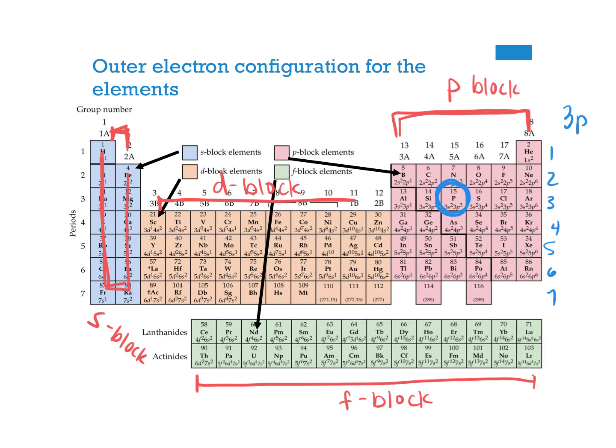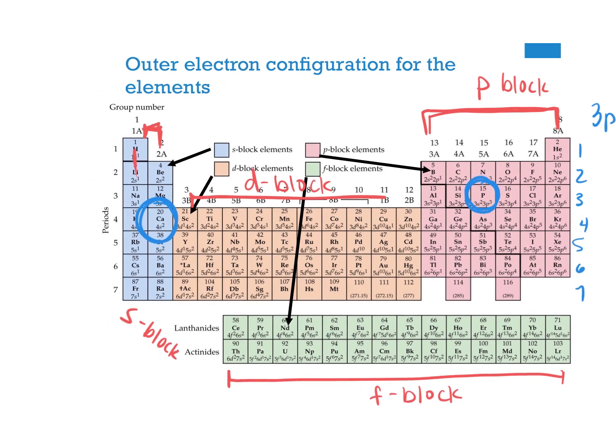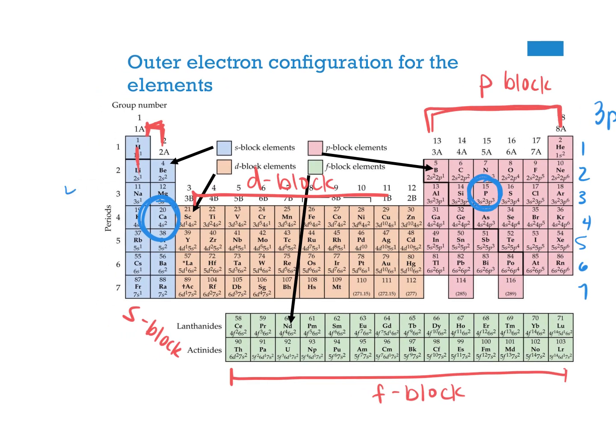What if I wanted to find out calcium? Where would calcium's last electron be located? In what orbital? 4s, right? It would be in a 4s orbital. Calcium's last electron would be in a 4s orbital. So it always starts with the S block, and then we build on S, P, D, then F.